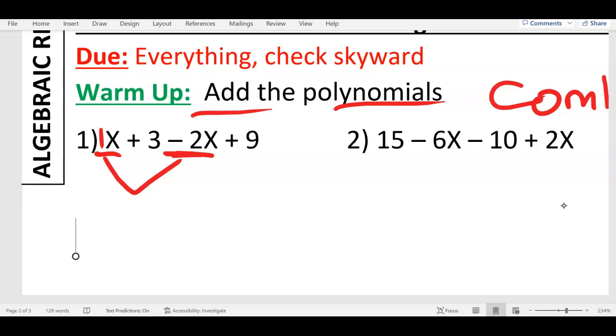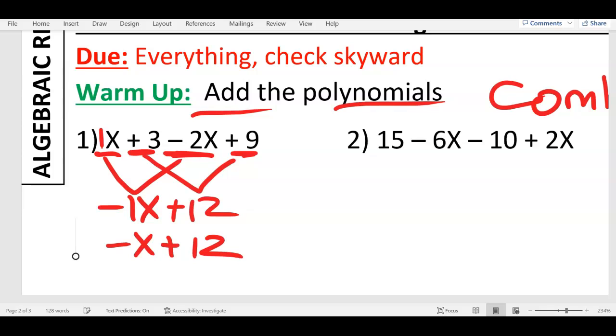What's 1 minus 2? Close. Negative 1. Okay. Negative 1x. Again, if you're not sure, use your calculator. Okay. And then my constants, my numbers without variables, 3, positive 3 plus 9. 3 plus 9 is what? 12. Now, usually you see it as this, negative x plus 12. Okay. That binomial expression is the answer. You're just simplifying it. You're just adding polynomials together.